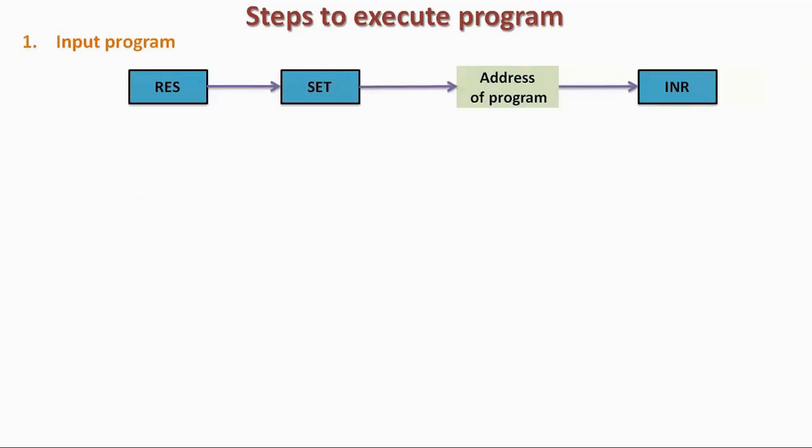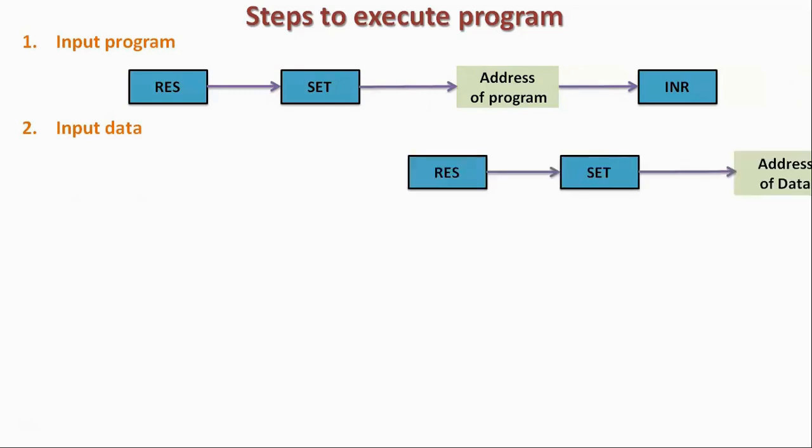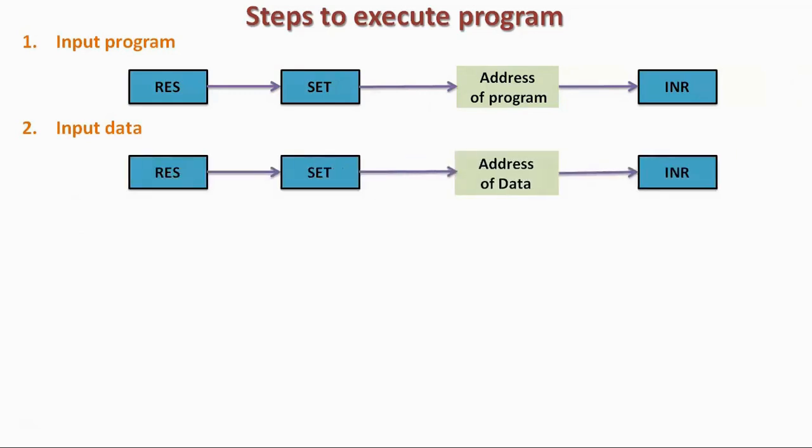Okay, but to execute a program in a microprocessor kit, we have to follow 4 steps. First is insert program into the kit. To insert the program in the kit, we'll use reset, set, address of a program, means starting address of the program, the address where we have saved our first instruction, and then increment. Second step is input data, where we are going to insert the data in the microprocessor kit which is required for our program. For that, we are going to follow the steps: reset, set, address of a data, the address where we want to save the data, and then increment.